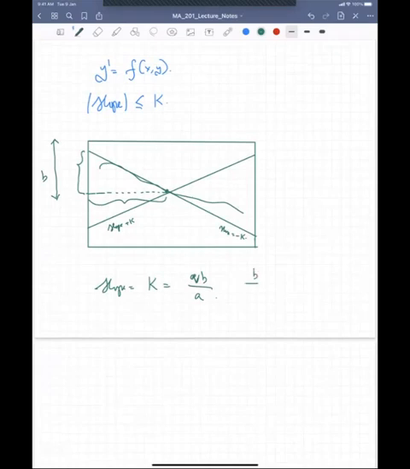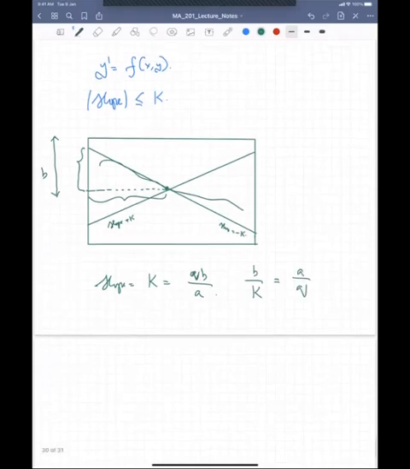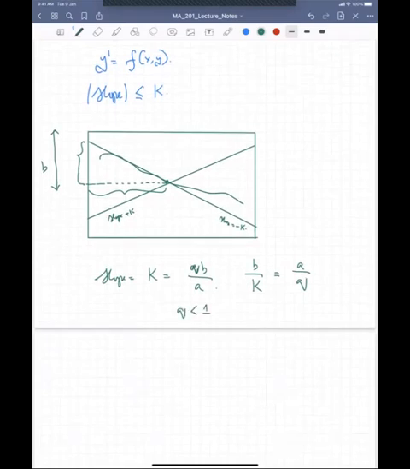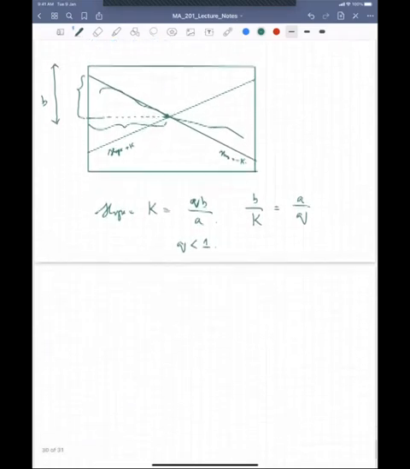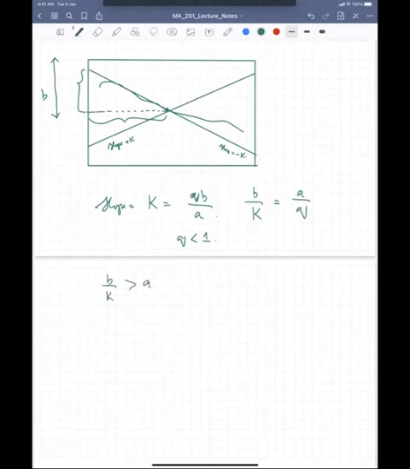So what is this number b over k? This number b over k is a over q. And since q in this case is less than 1, b over k is greater than a. So if you consider any slope such that b over k is greater than a, then since b over k turns out to be greater than a, the solution exists in some region between x0 minus a and x0 plus a.